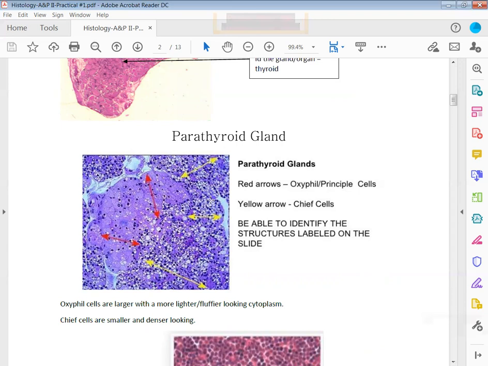You have these dark cells here. All of these dark cells, you'll see them with the yellow arrows here. These are the chief cells. Then you have these cells here where the red arrows are. These are real puffy cells. They almost look like cotton candy in the cytoplasm of these cells. These are called your oxyphil cells. Your oxyphil cells are usually lighter and fluffier, and your chief cells are smaller and denser looking. This is a purple stain.